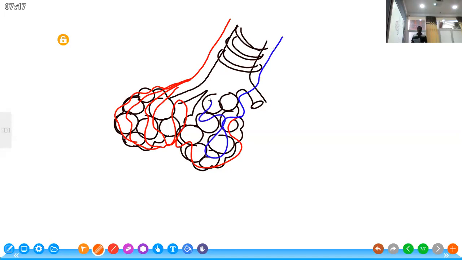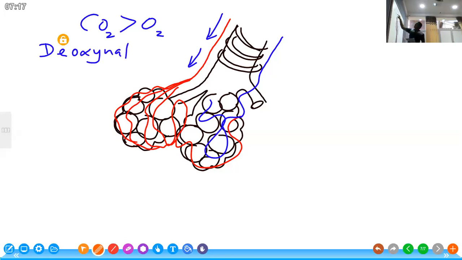And I have used two colors to show blood capillaries. Why? Red color and blue color. The blood carried from the pulmonary artery is deoxygenated blood, so it would be blue color. I have interchanged the two colors, doesn't matter. The blood coming from the pulmonary artery contains more carbon dioxide and less oxygen. That is called deoxygenated blood, impure blood.